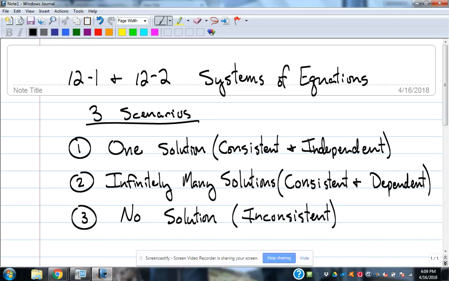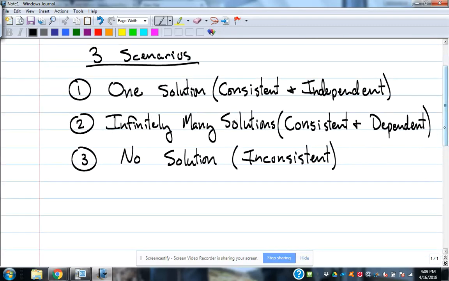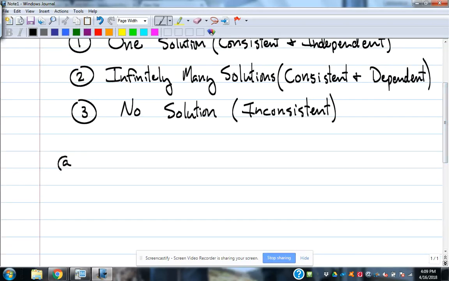Okay, so we're going to go over how to set these up and how to use your graphing calculator to solve them for you. All right, so really easy thing. X plus 4y equals 14. 3x minus 2y equals 0. Okay. There's a system of equations.